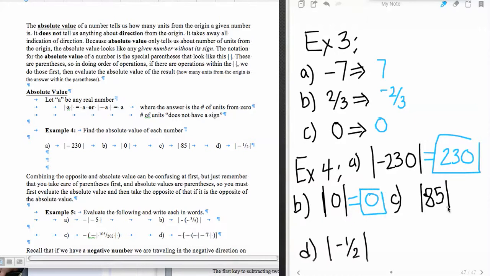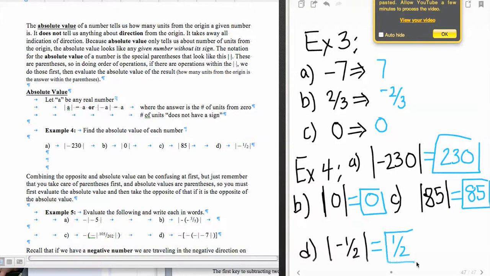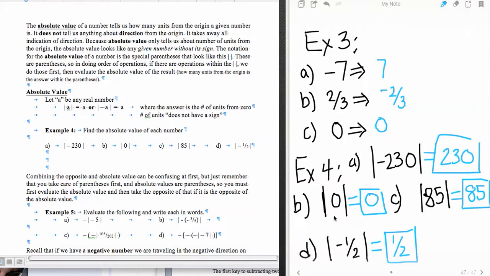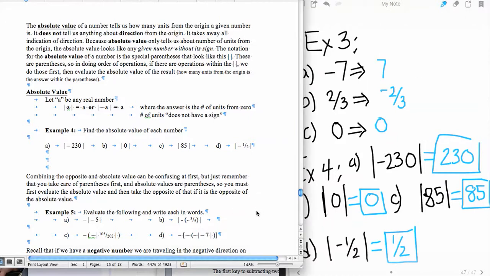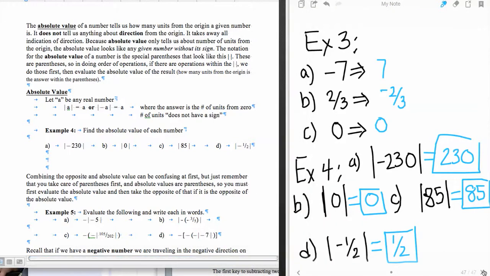And then the absolute value of 85 is 85 because it is 85 units away from 0, regardless of which direction I went. And finally, the absolute value of negative 1/2. The absolute value of negative 1/2 is simply 1/2, the number without its sign, because I don't care about the direction I went.